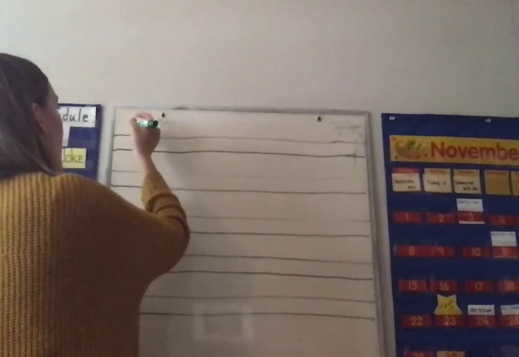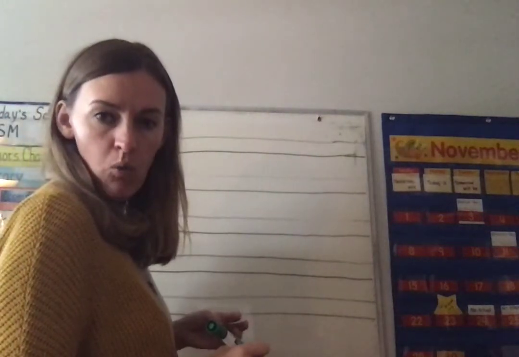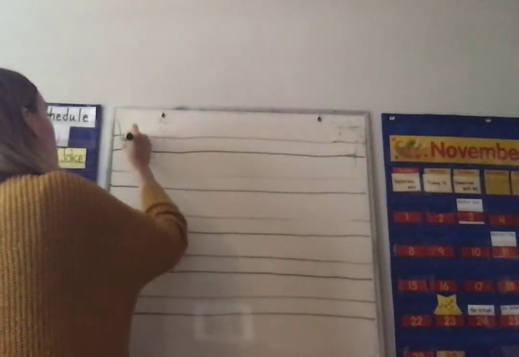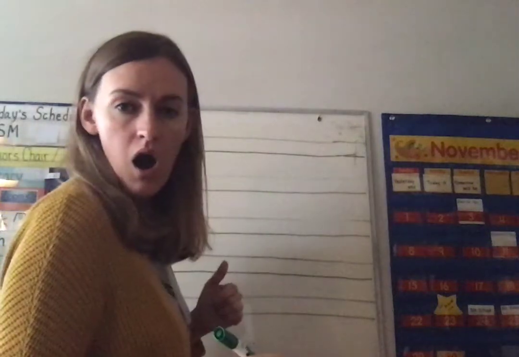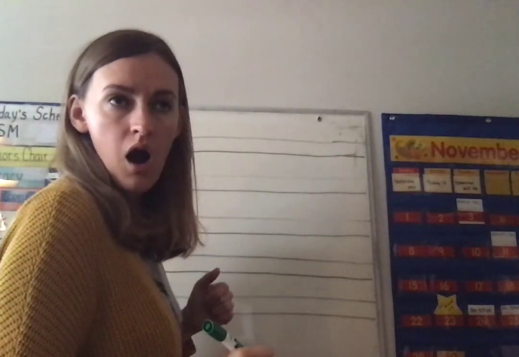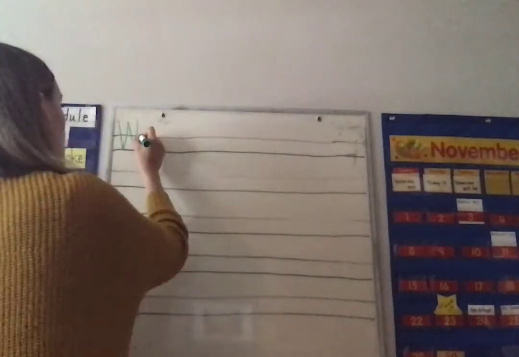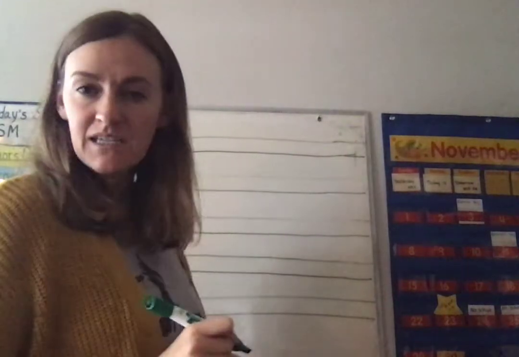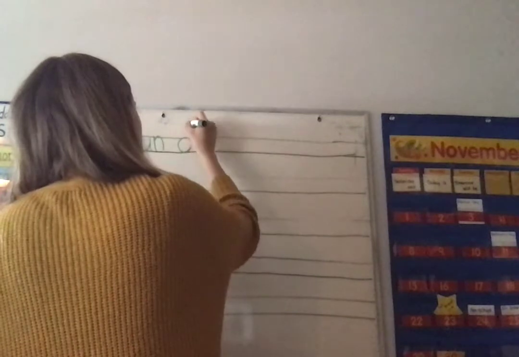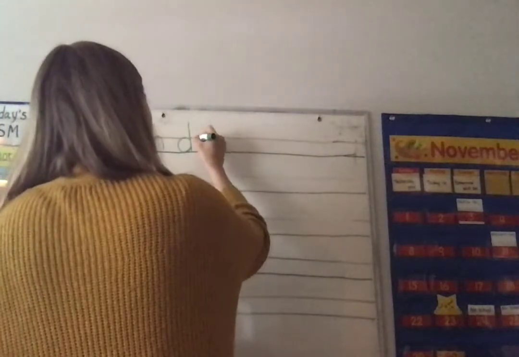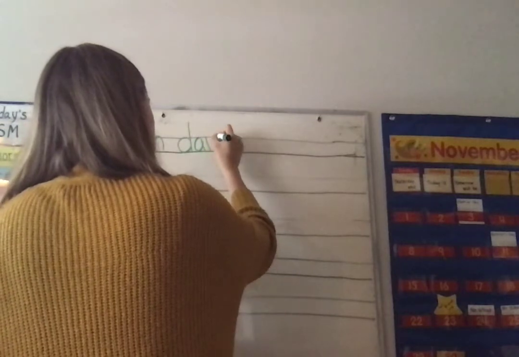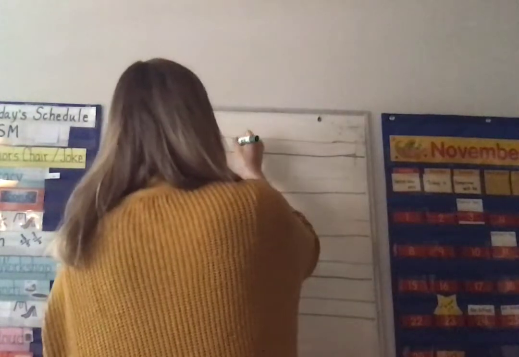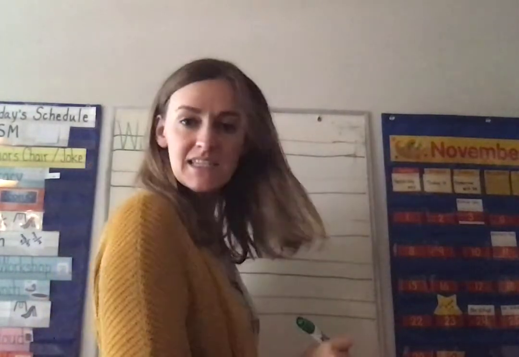Okay. One day, one. I know I want to start my sentence with a capital letter. One, I leave a space, day. I actually know that day ends with a Y. One day in second grade. In is one of my sight words. I know it is I-N, in, second.